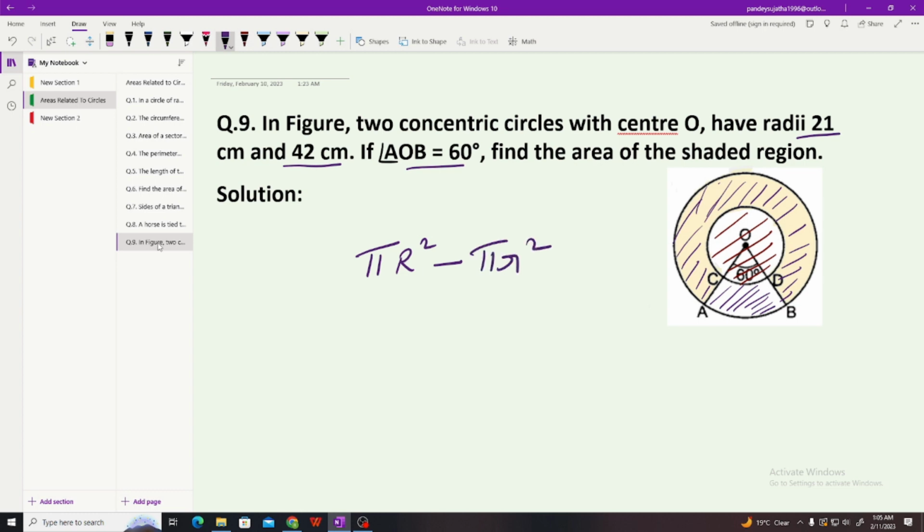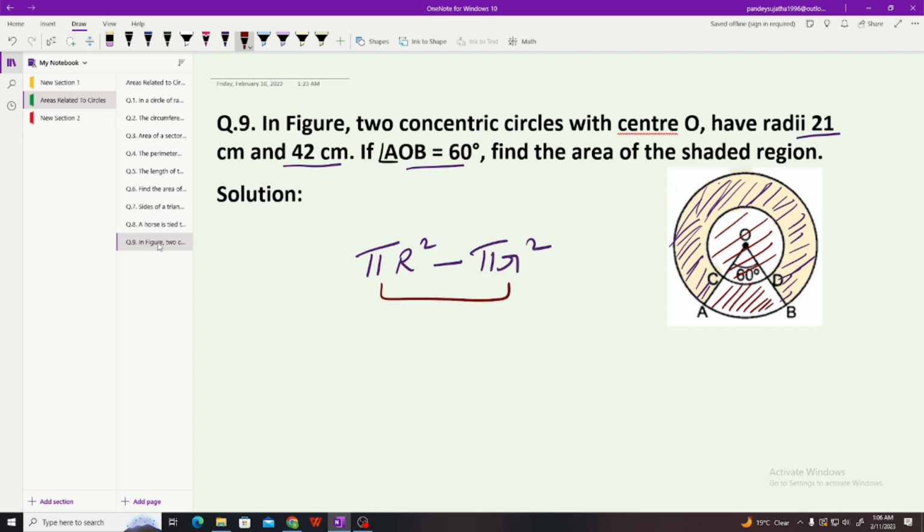So in this way we will get the area of this circular ring. As soon as we get the area of this circular ring, now from this we are going to subtract this from the area of the circular ring.